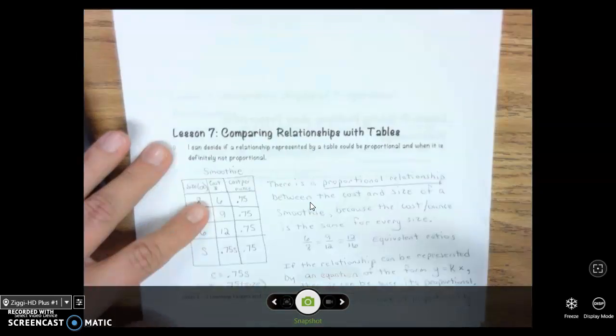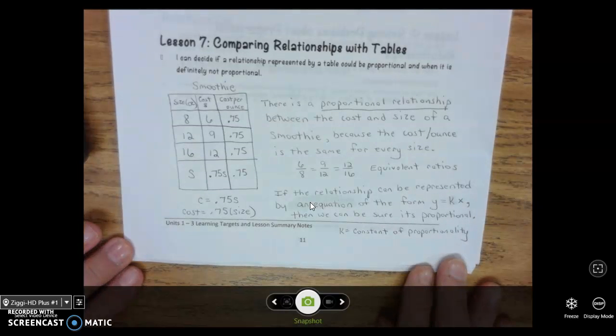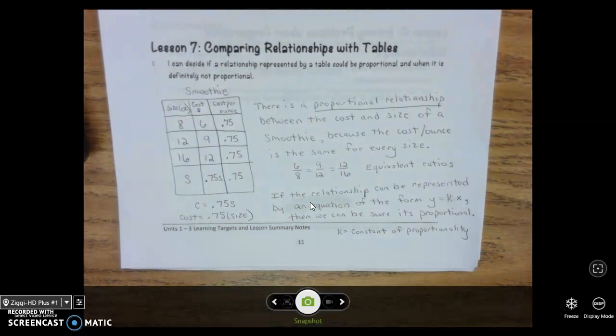Okay, for your notes today, page 11 in your notes packet, we're going to write lesson 7. The learning target is I can decide if a relationship is represented by a table, could be proportional, and when it's definitely not proportional. So we just did that with Claire and Hans.